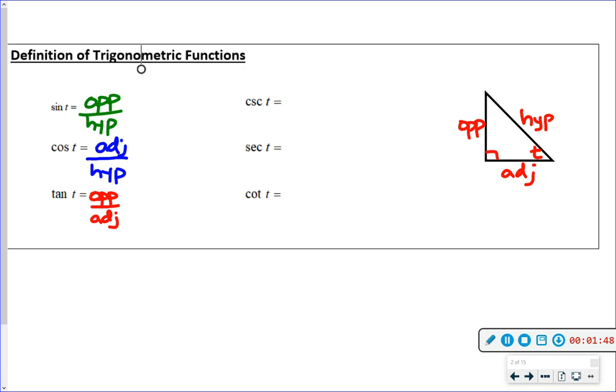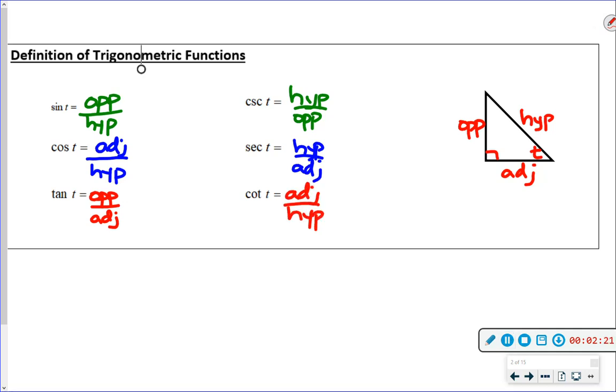Okay, hopefully you've done the other three trig functions. They are the reciprocals of sine, cos, and tangent, and they are paired up in order for a specific reason. The reciprocal of sine is cosecant. So cosecant is hypotenuse over opposite. Cosine, the reciprocal is secant. So I'm going to do, of course, hypotenuse over adjacent. Cotan, of course, adjacent over opposite.